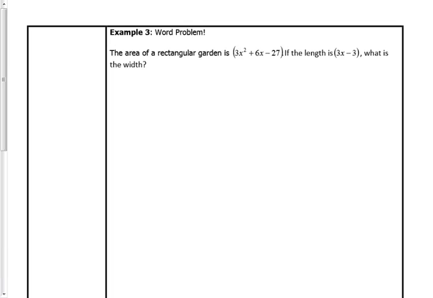All right, example 3. So here's a word problem, and you might come across a couple of these. It says here the area of a rectangular garden is 3x squared plus 6x minus 27. If the length is 3x minus 3, what is the width? So we've got a lot of information going on here.